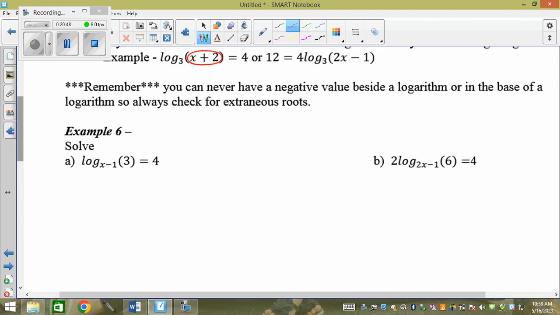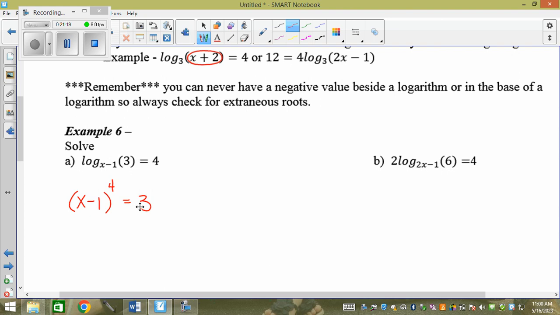So let's look here. Oh, the x is embedded beside the log in the base. Only way I know how to solve that is to do what? Convert it to exponential. So the base of my log becomes the base of my exponent. So what's my base? x minus 1. Cool. What's my exponent going to be then? 4, because what's with it doesn't stay, right? And it equals 3.